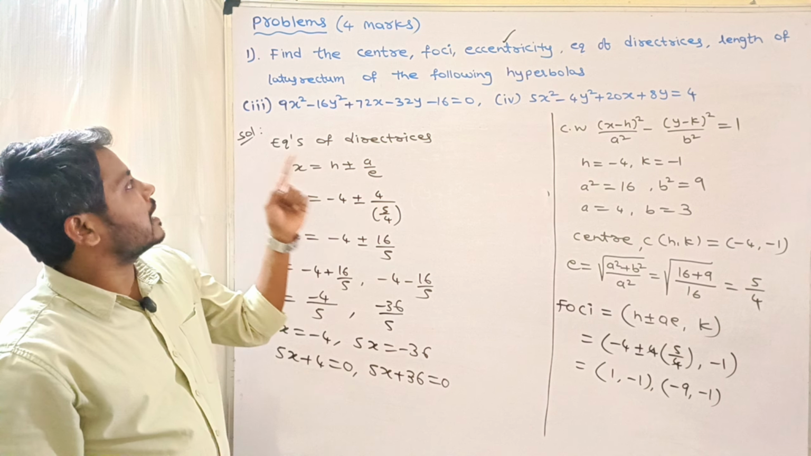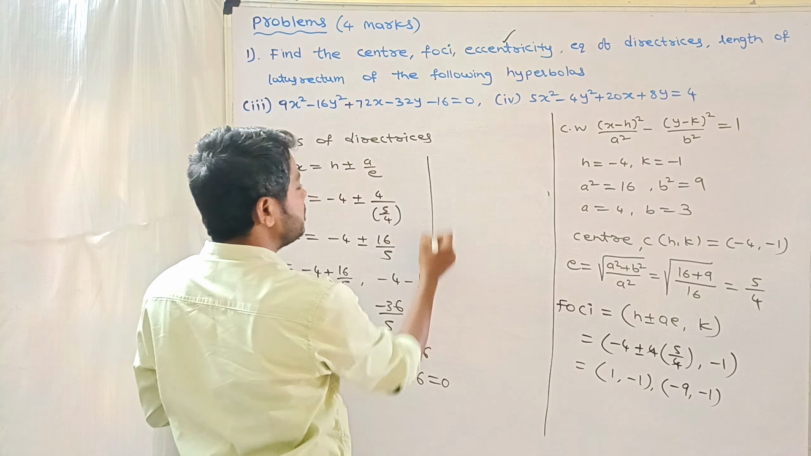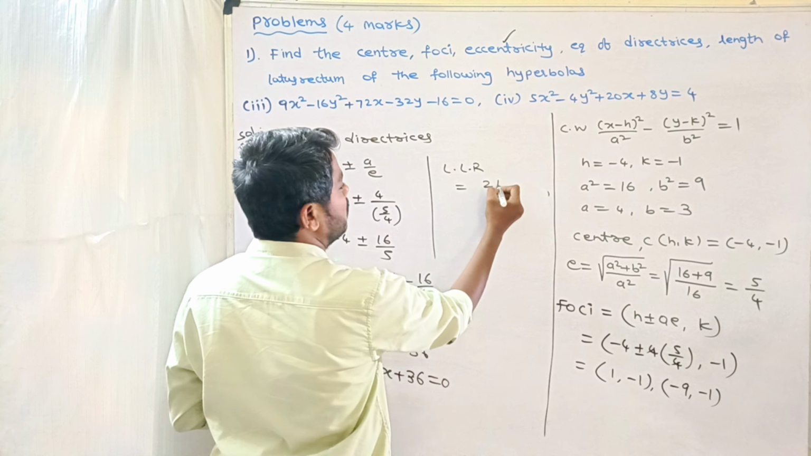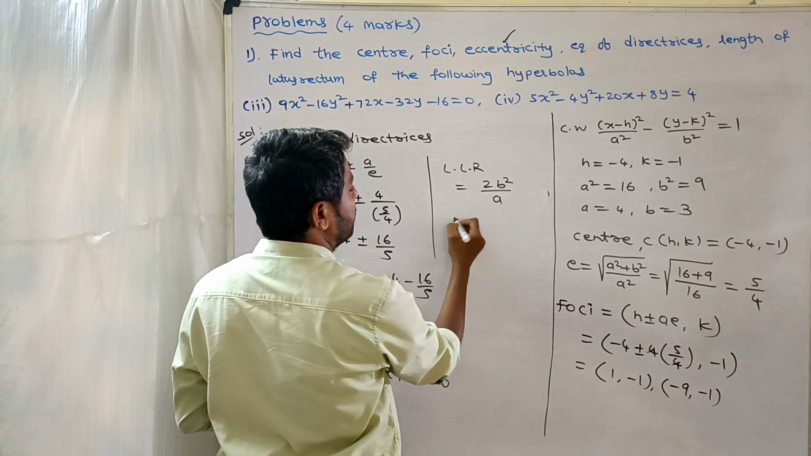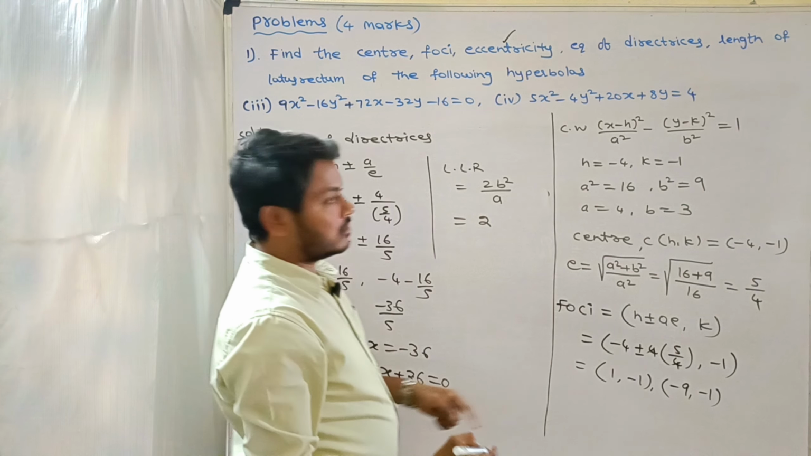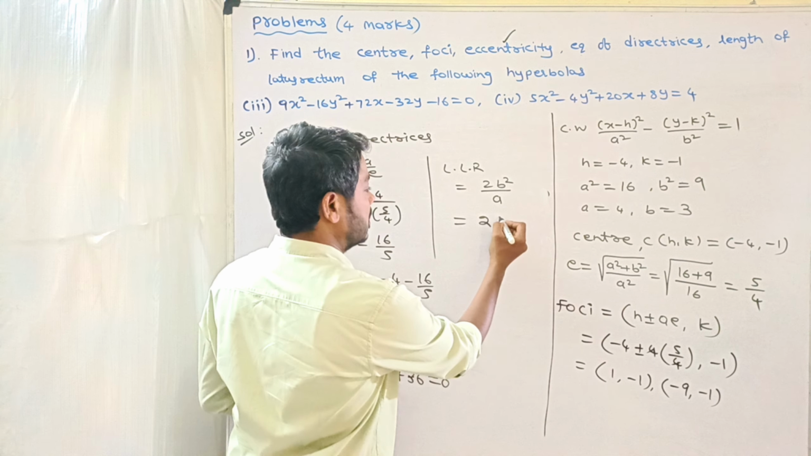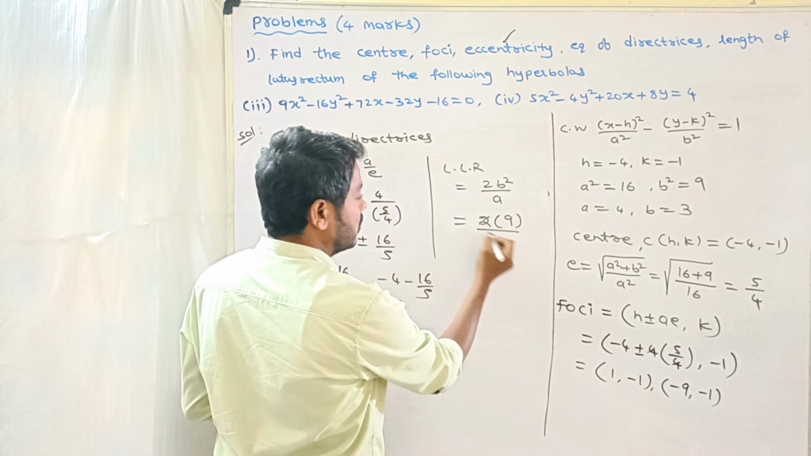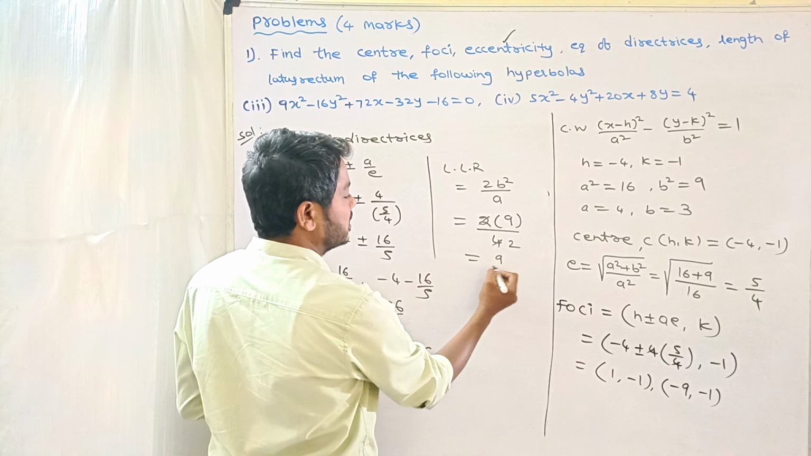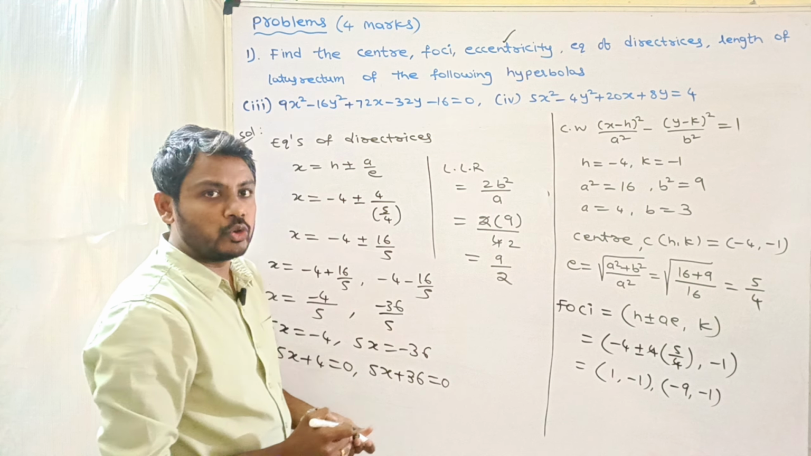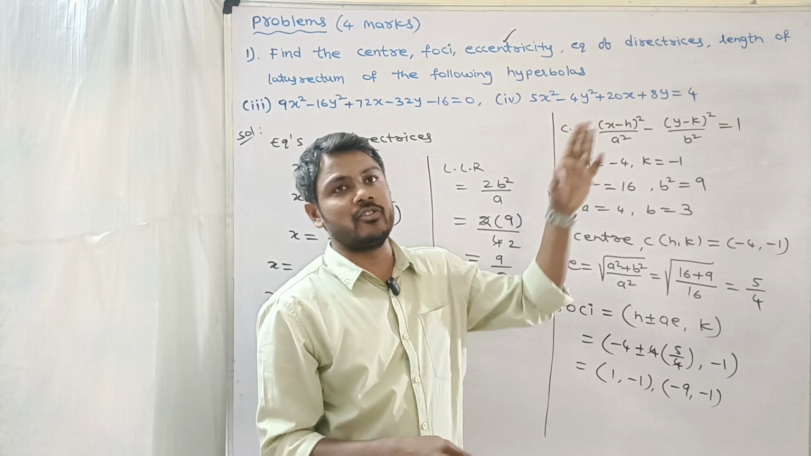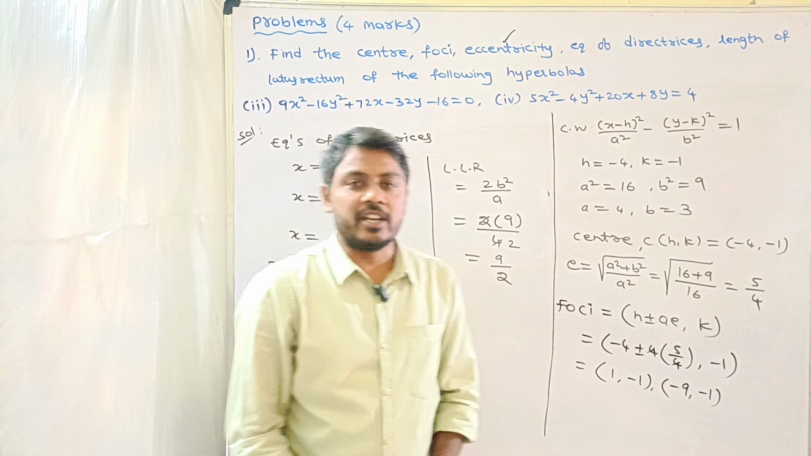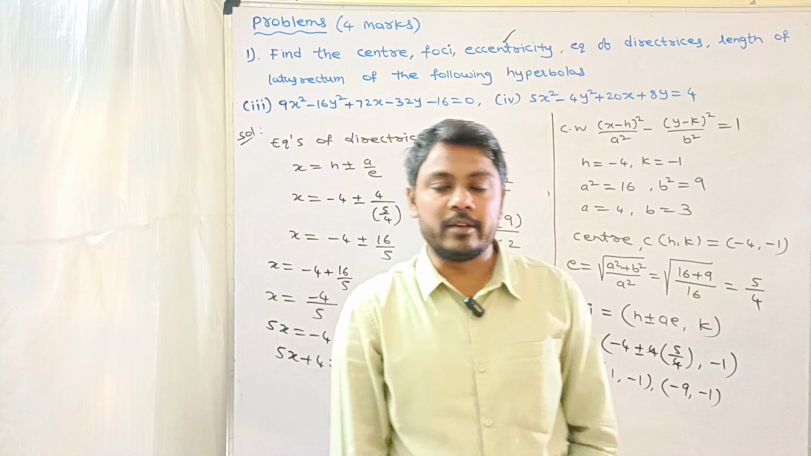Next, last one, length of the latus rectum. We know that the length of the latus rectum is equal to what? 2b square by a, which is 2 into, what is the b square value? 9, divided by the a value 4. 2 ones, 2 twos. What is the length of the latus rectum? 9 by 2. Try to solve question number 4. This is similar to question number 3. For the next session, we will discuss more concepts and problems.